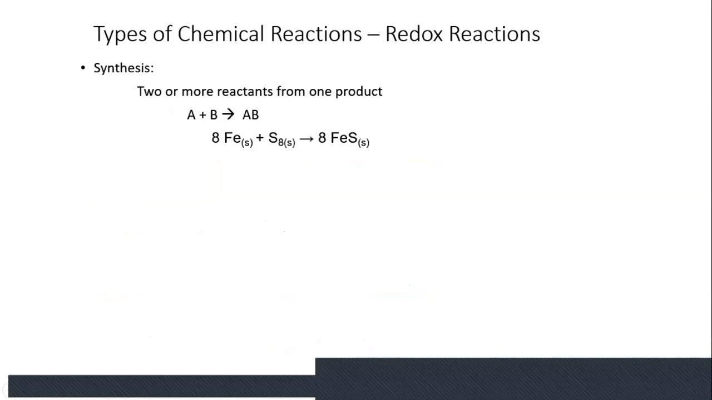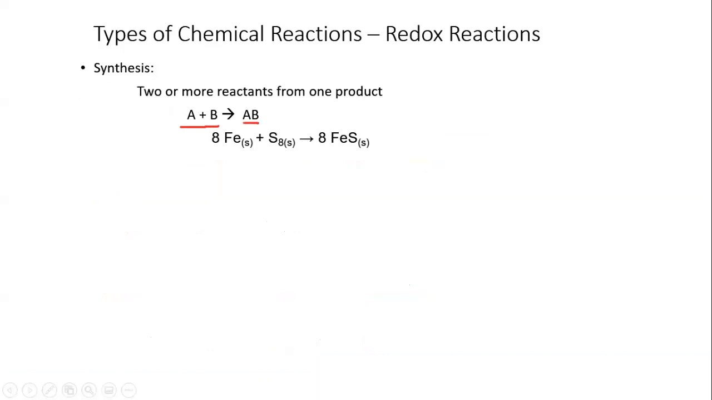Synthesis reaction. Here the characteristics are you have two or more reactants, and it gives you only one product. And so that's the key: there's only one product in a synthesis reaction. Now when your reactants are elements, it's always going to be redox. When your reactants are not elements, it may or may not be redox.